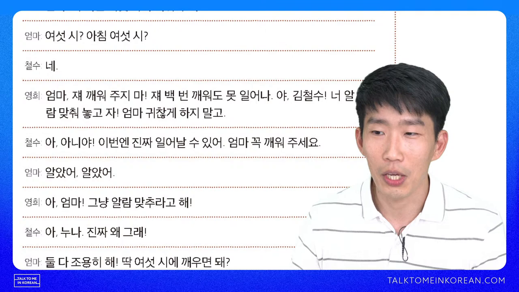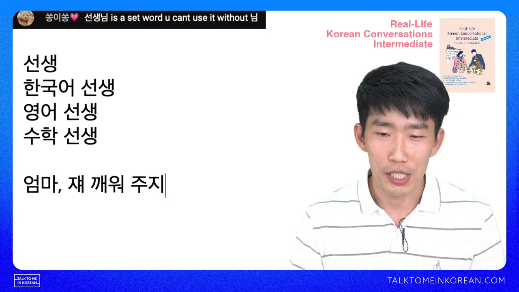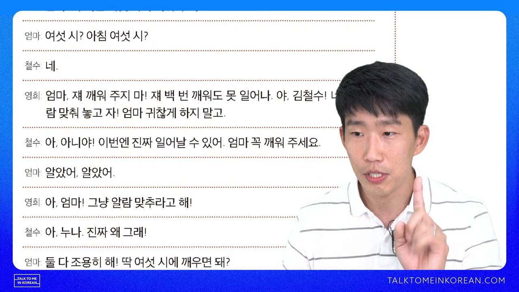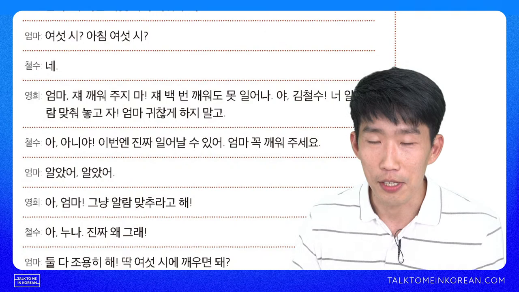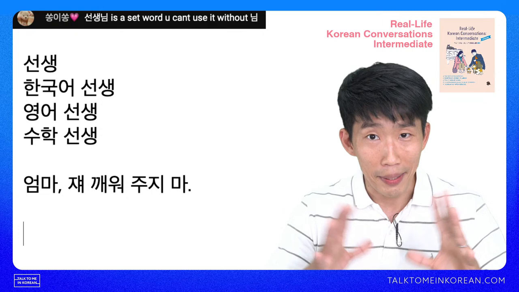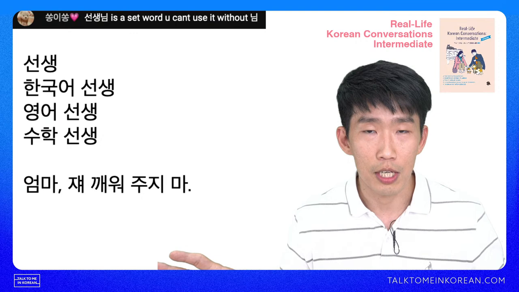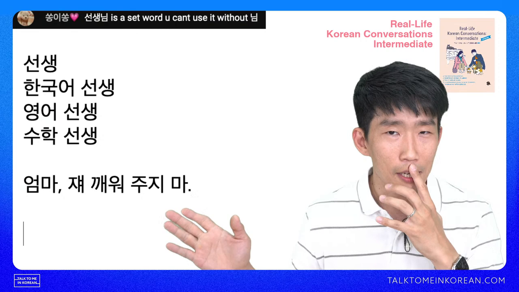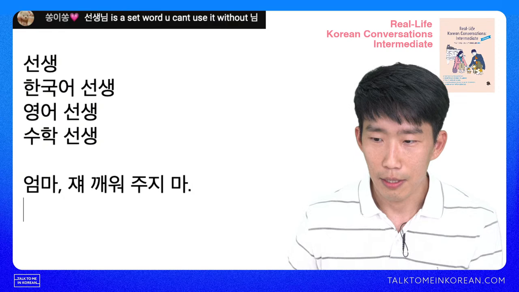Over here, you see, 엄마, 쟤 깨워주지 마. So here, what's interesting is the son is using 존댓말, 깨워주세요, and the daughter is using 반말, casual language to mom. It's often like that. It's often mixed. I talk to my parents in 존댓말 100% of the time, and my sisters, I think, talk to them in 반말, casual language. They don't use 존댓말 all the time. So it's okay, it's a mix. Everybody's different.